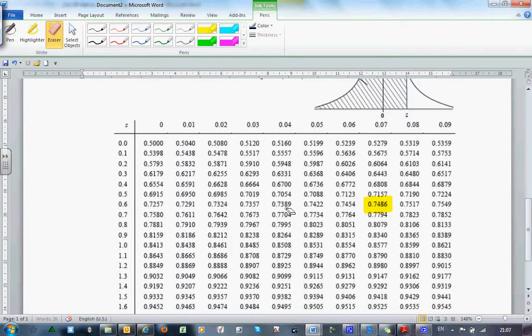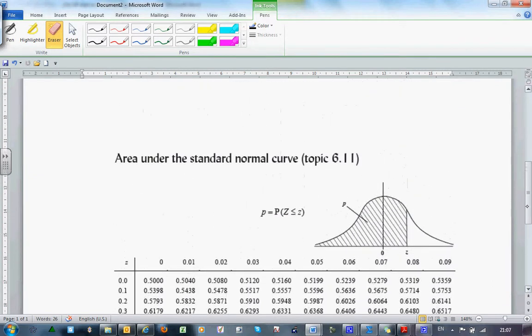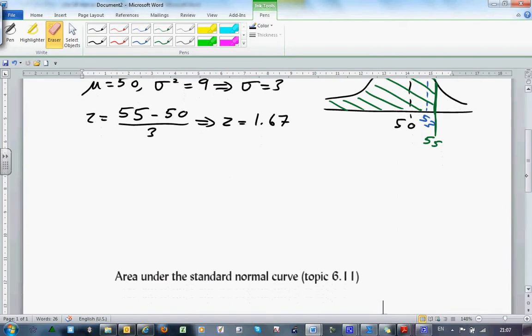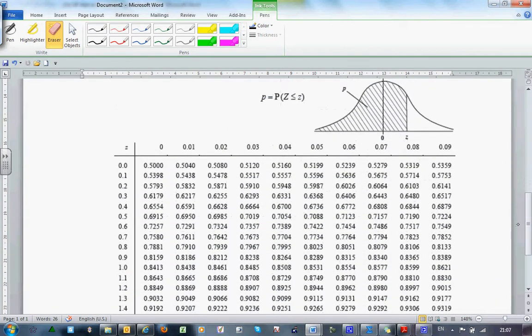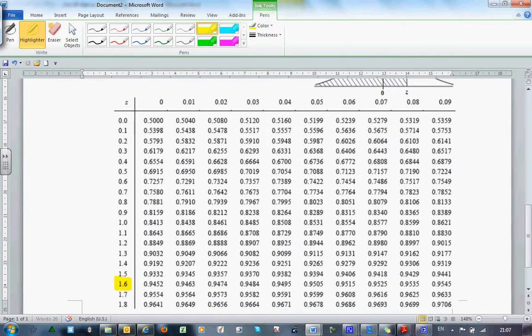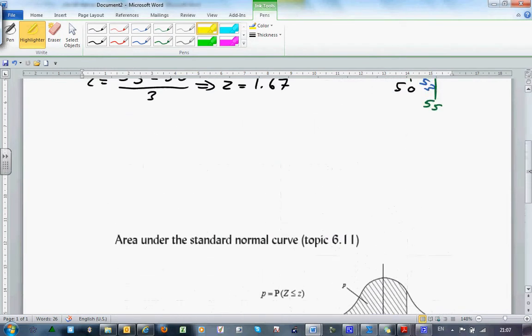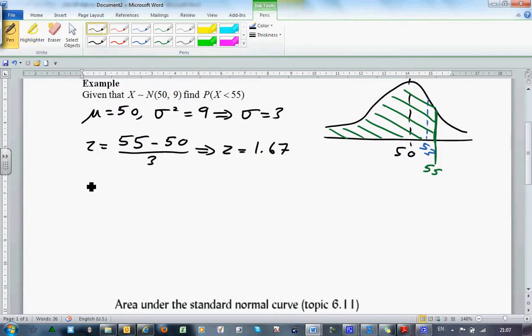Let's find 1.67, which is 1.6 across the left column there, and then 7 across the top. So 1.67 is that value there. Okay. So what we're saying is the probability that x is less than 55 has exactly the same area as the probability that z is less than 1.67.